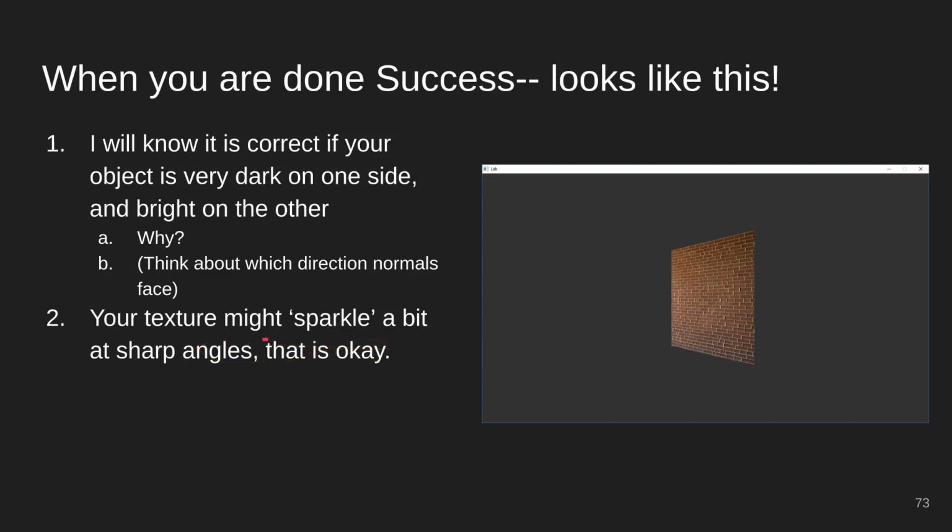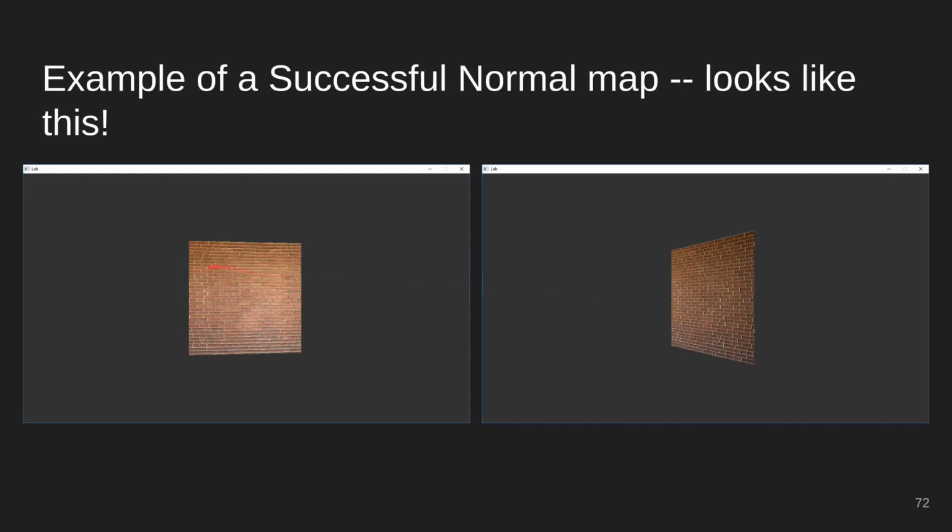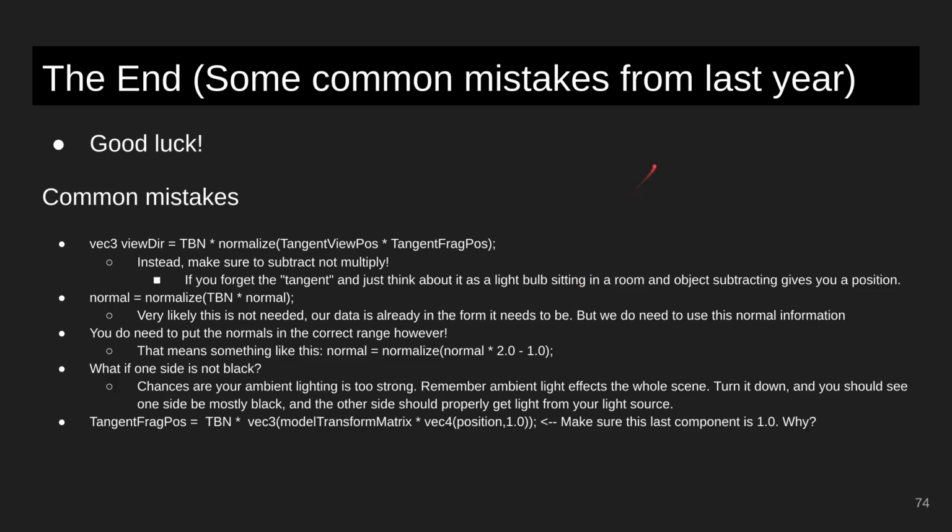Your normal map and your object might sparkle a bit at sharp angles, and that's okay. That's the specular light adjusting, and that's okay if you see a little bit of shimmering. But overall, it should look something like this, where you can start to perceive some depth in your object. Okay, so that's the end.